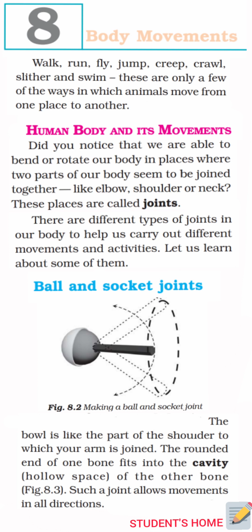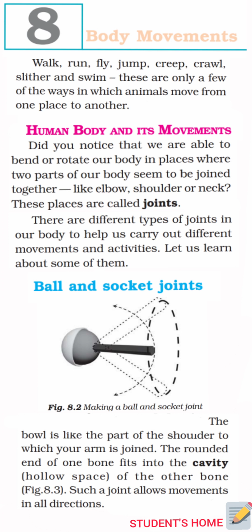So, walking, running, flying, jumping, creeping, crawling, slithering and swimming, these are only a few of the ways in which animals move from one place to another place. Why are there so many differences in the way that animals move from one place to another place? We will try to search out the answers for this question in this chapter.